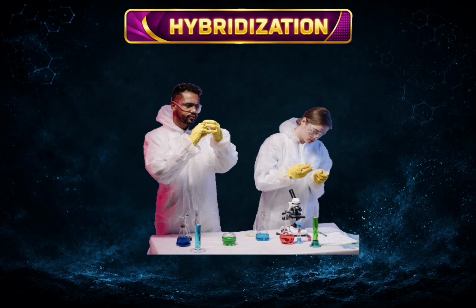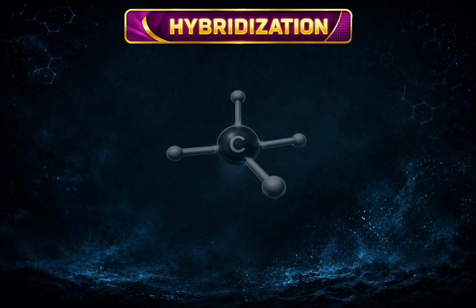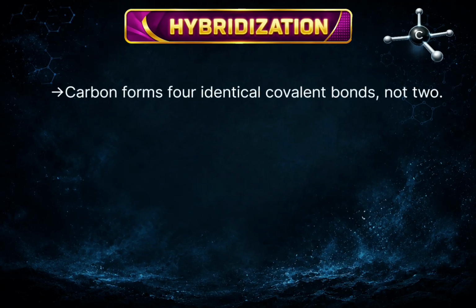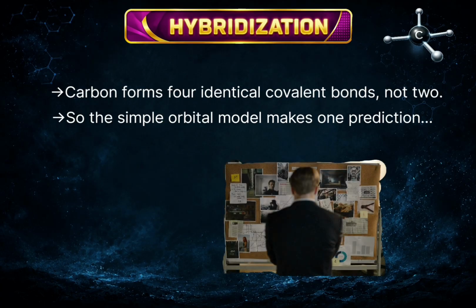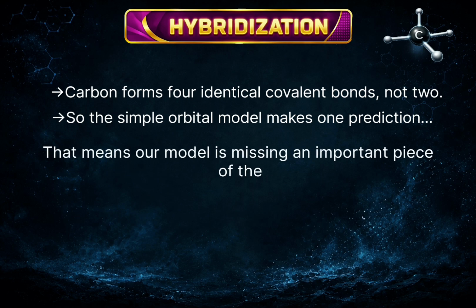But that's not what scientists observe. Take methane as an example. Carbon forms 4 identical covalent bonds, not 2. So the simple orbital model makes one prediction, but experimental evidence tells a completely different story. That means our model is missing an important piece of the puzzle. Before we can solve this mystery, let's quickly review the building blocks involved.